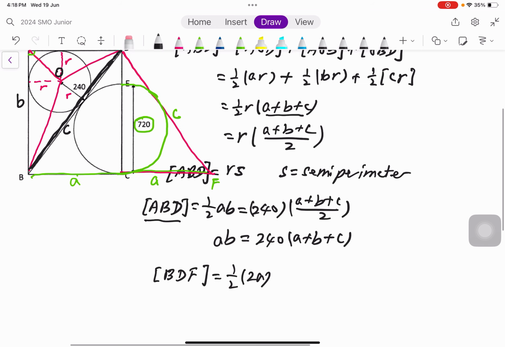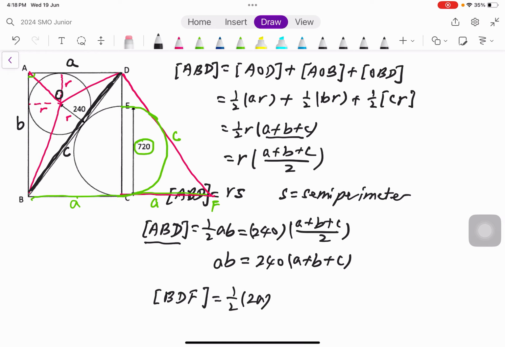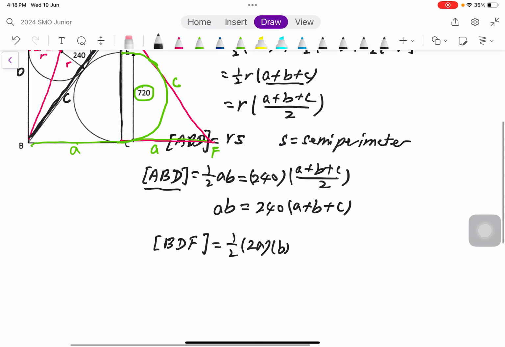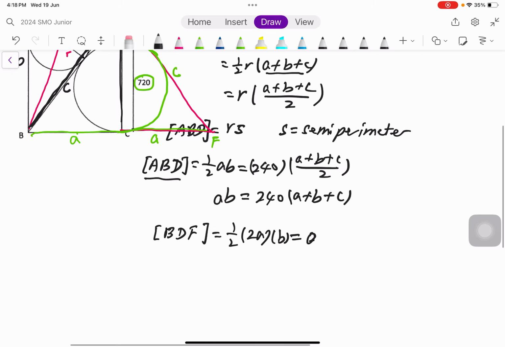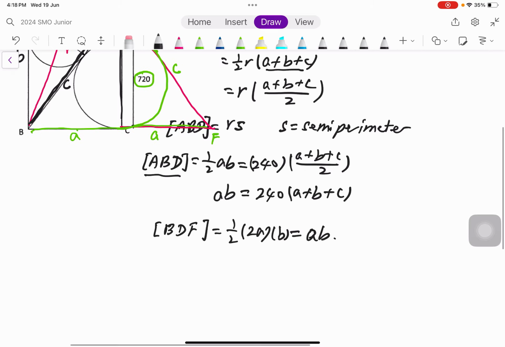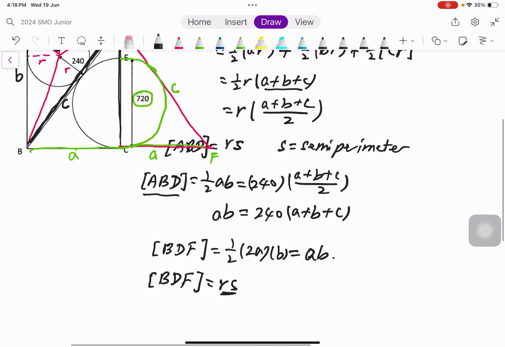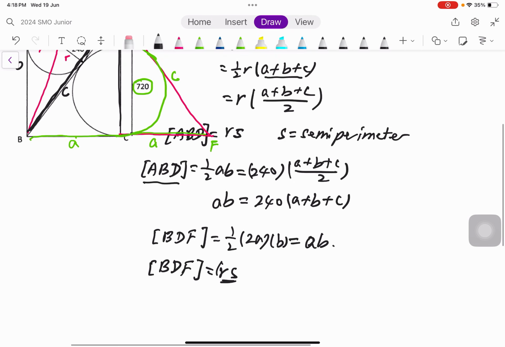Therefore, this is 2A multiplied by B. Can you see that this length here is B, right? Therefore, this will be just equal to AB. But there's another way of calculating the area of triangle BDF, which is equal to your RS. This is just a formula, right?